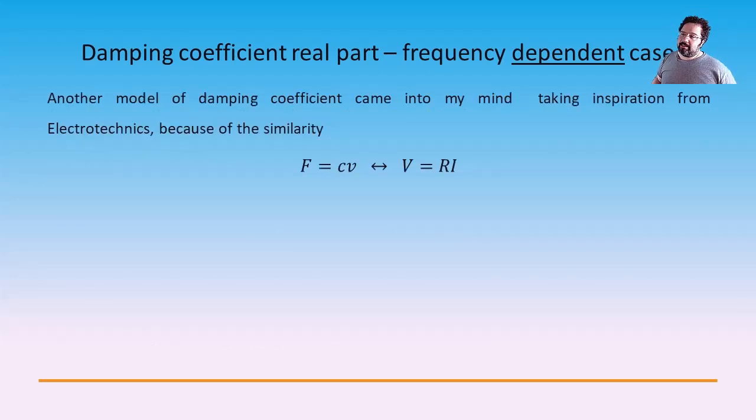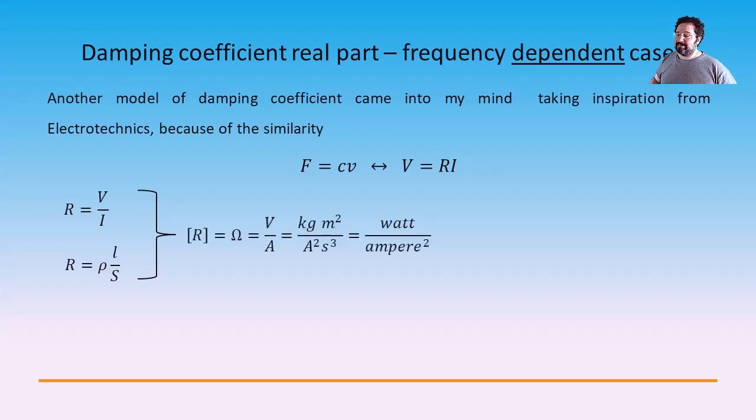Another model of damping coefficient came into my mind when I took inspiration from electrotechnics, because of the similarity of force equals C times v, that is equal to volts equals resistance times current. So resistance, we know, has these two formulas. And resistance has ohm as physical dimension.